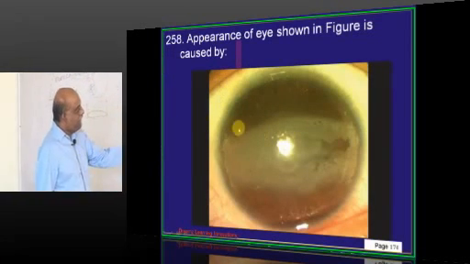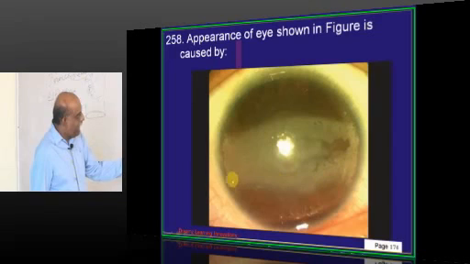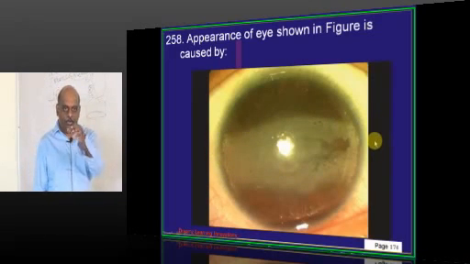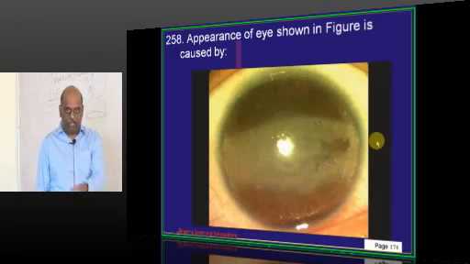So, the appearance in the eye, what do you see? A band-like structure. Okay.